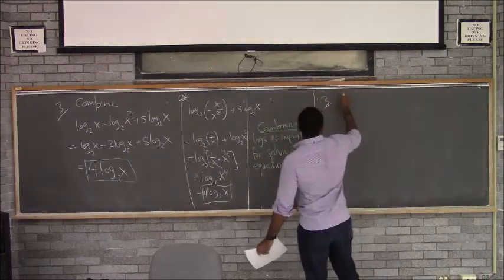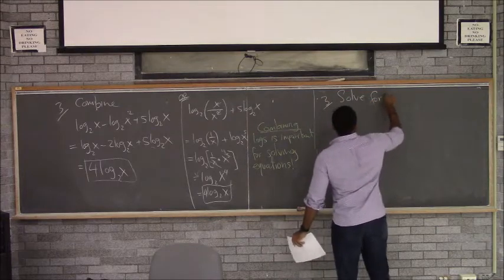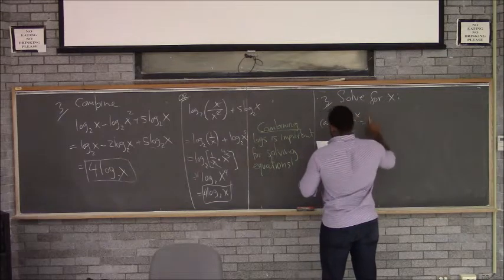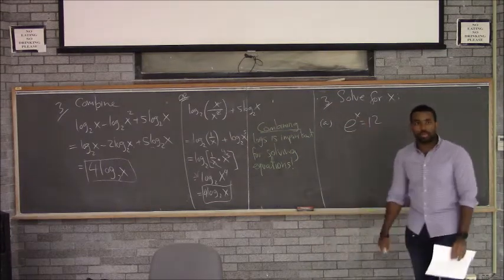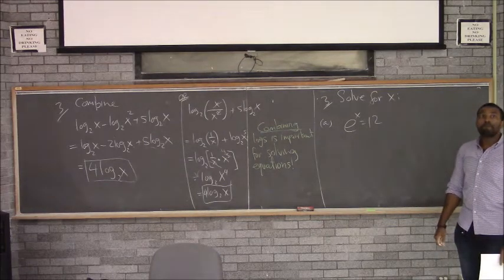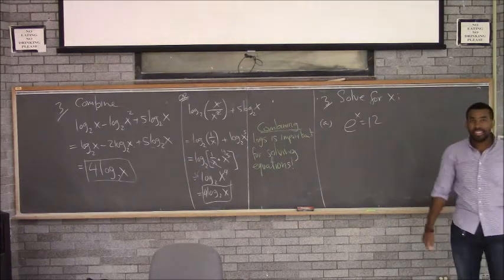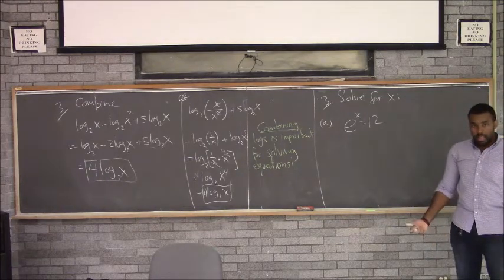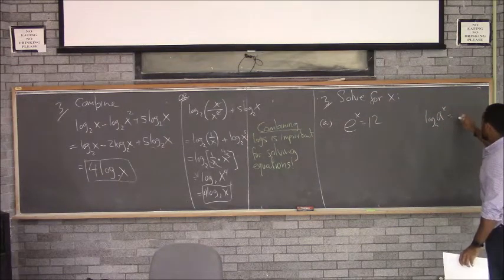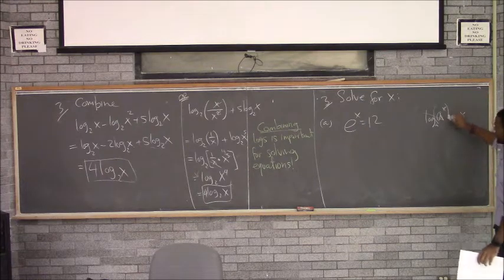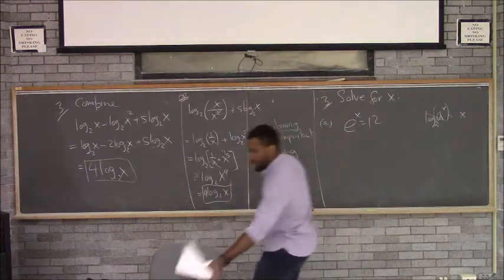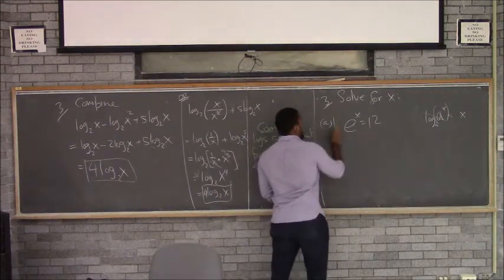So in question 3, we're going to solve for x. A. B: e to the x equals 12. What do you do? You can ln both sides. Again, we have a rule that if you plug an exponential inside a logarithm, they'll cancel each other. So knowing that, what you can do is plug both sides into an ln.